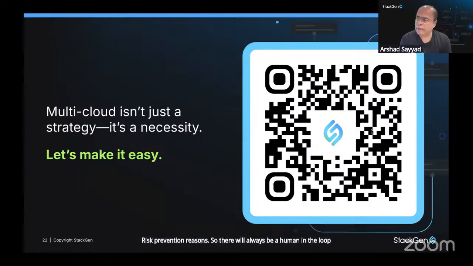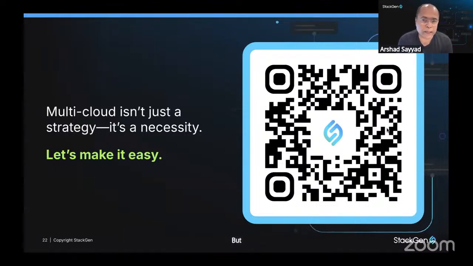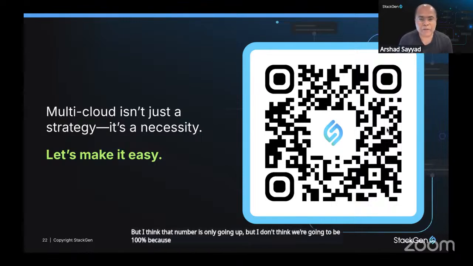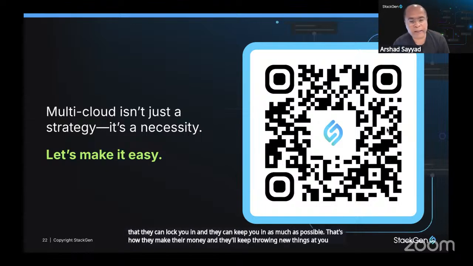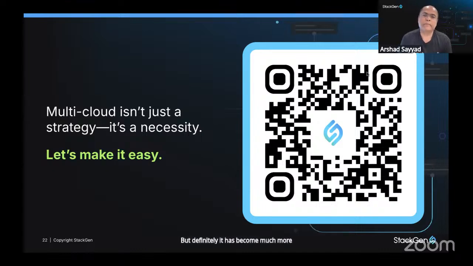Today, we are able to automate about 80% plus going from one cloud to the other. I think that number is only going up, but I don't think we're going to be at 100%, because by design, the cloud service providers want to be proprietary so that they can lock you in and keep you in as much as possible. That's how they make their money, and they'll keep throwing new things at you, or different ways of implementing certain things which are different in different clouds. But definitely, it has become much simpler, is what I would say.